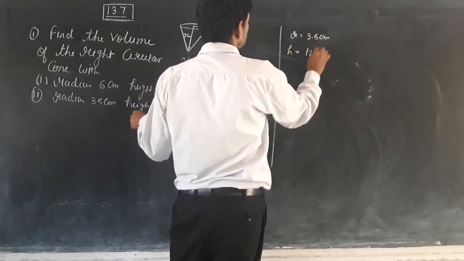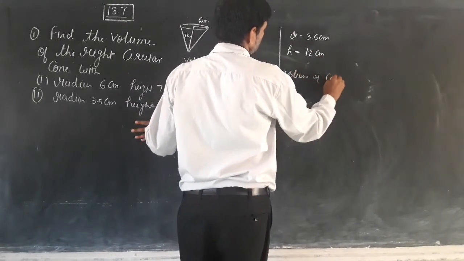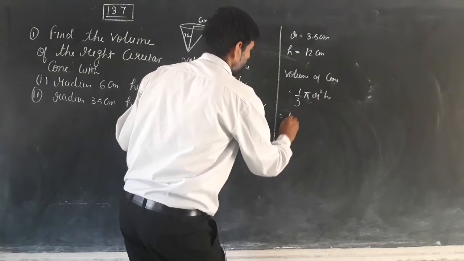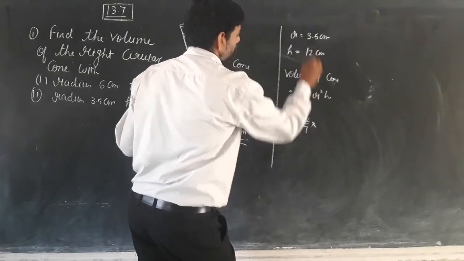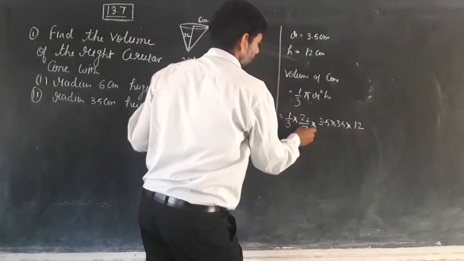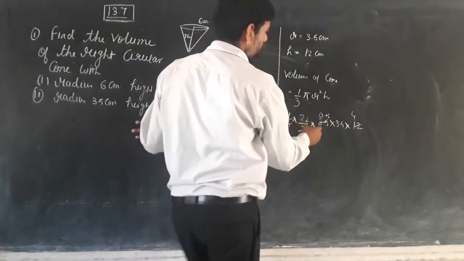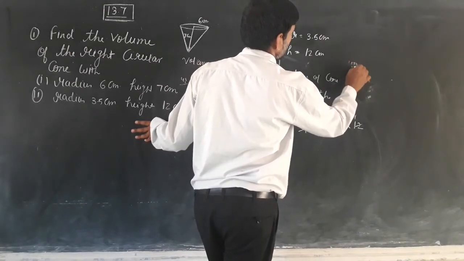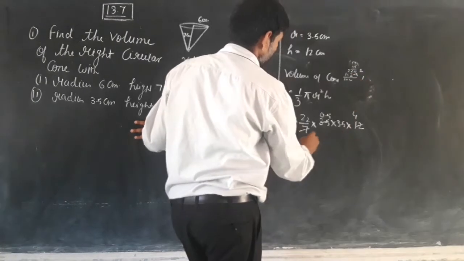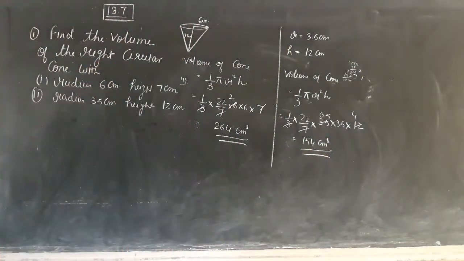In the second question, find the volume of the cone with radius 3.5 centimeter and height 12 centimeter. The volume of the cone is equal to the formula 1 by 3 pi r square h. 1 by 3, the value of pi is 22 upon 7. Radius is 3.5 into 3.5 and height is 12. 7 fives are 35, 3 fours are 12, 5 fours are 20, 44, 44 into 35, 154 centimeter cube. They were absolutely simple questions, you only have to put the values in the formula.